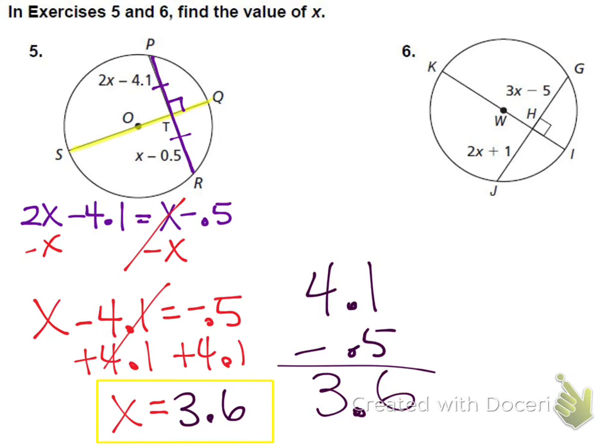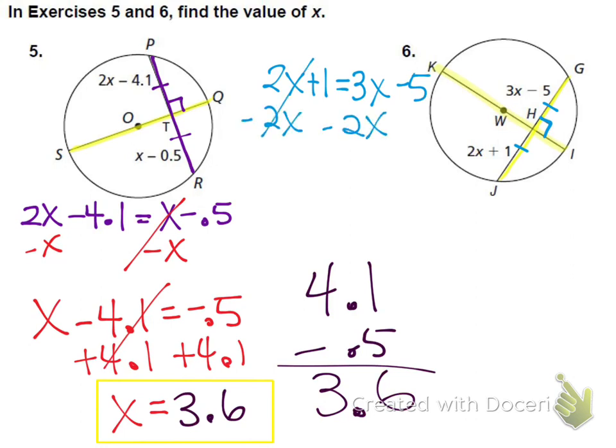The last one, again, we've got a diameter and a chord that are perpendicular. So the chord was cut in half. 2x plus 1 will equal 3x minus 5. Subtract 2x. 1 equals x minus 5. Add 5 and x equals 6. The only difference you might see on a quiz or a test is that it might ask you for the length. So just be prepared. If it says find the length of PR, you would plug it in and then find from there. Okay, but here it just said find x.